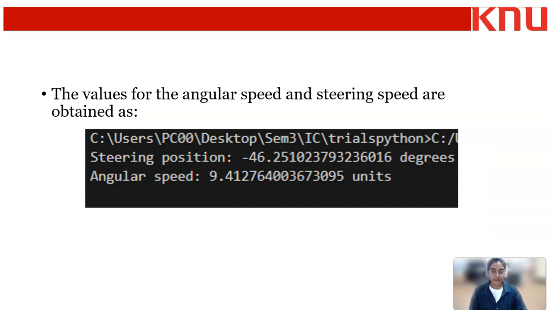The fuzzified output is then defuzzified to obtain the values of steering speed, steering position and angular speed, and it is obtained, the steering position is obtained to be minus 46.25 degrees, and the negative sign indicates that the steering needs to be turned 46 degrees in the opposite direction of its current position, and the angular speed is around 9.4 units.